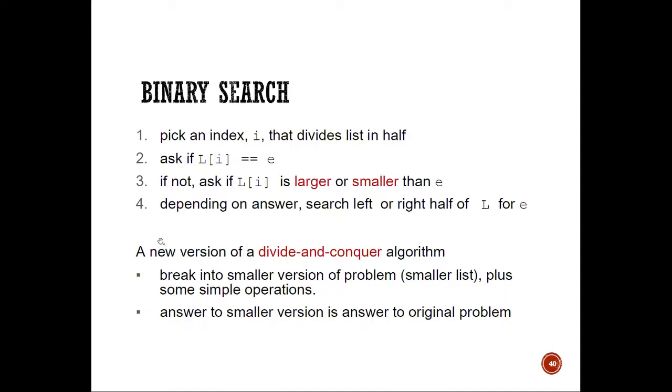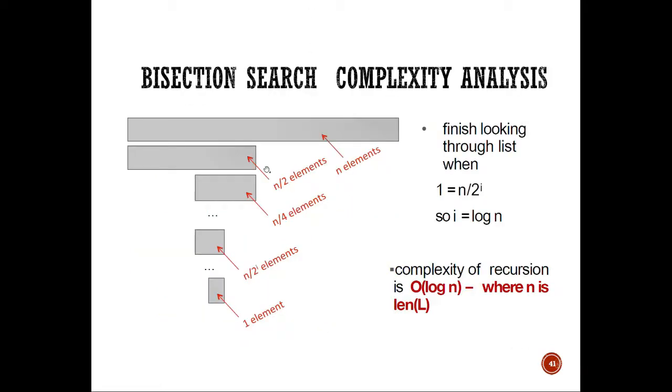This is a version of a divide and conquer algorithm. We basically break the problem into smaller versions with smaller lists plus some simple operations, and the answer to the smaller version is an answer to the original problem. So in this case, we start with the whole list. We find the element at the midpoint of the list and check if it's greater or less than the element that we're searching for.